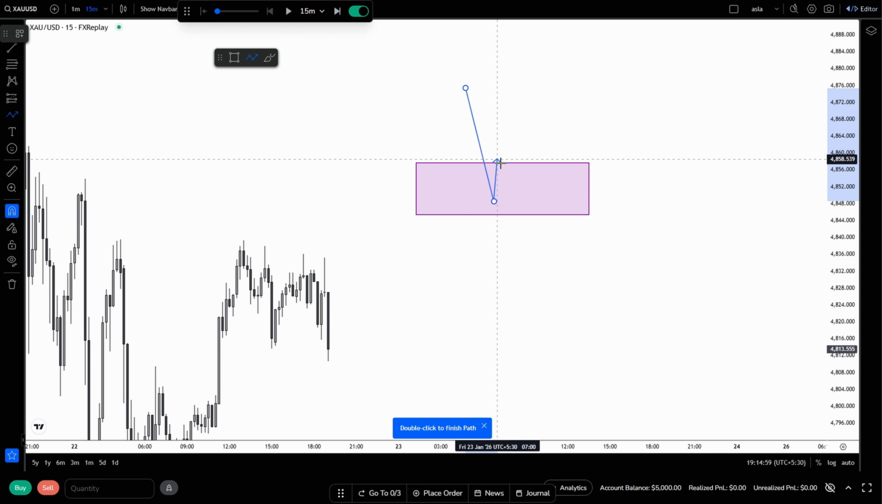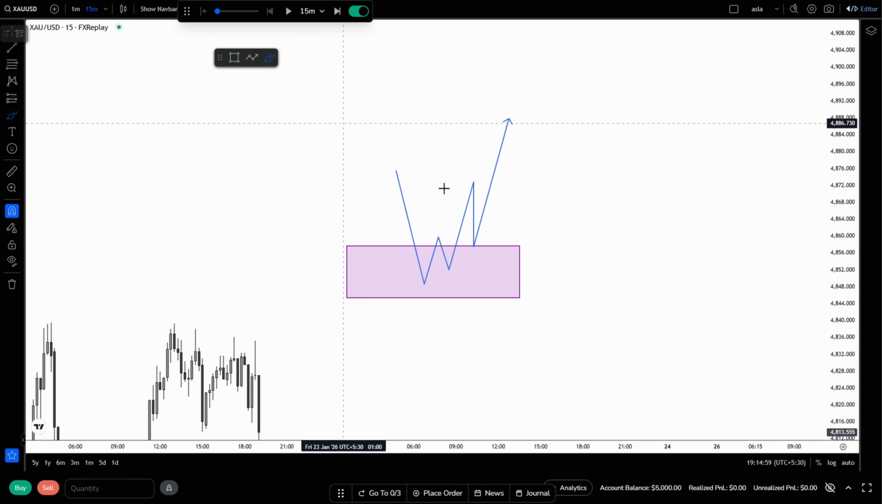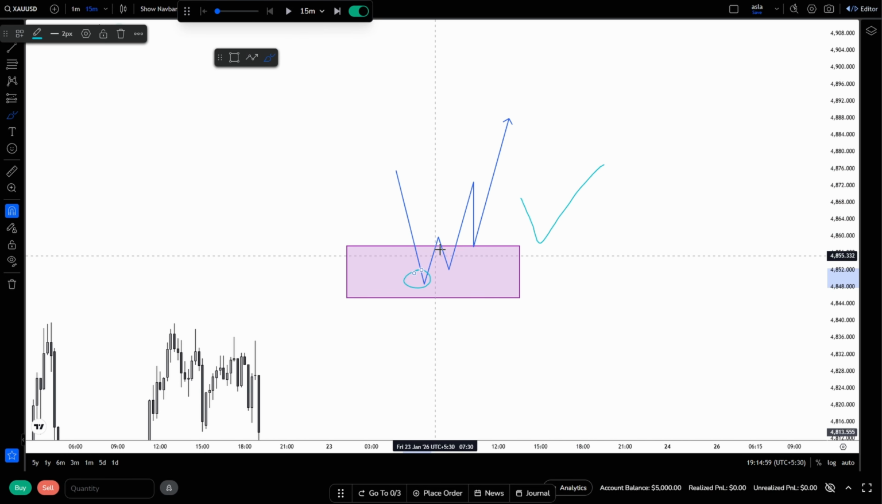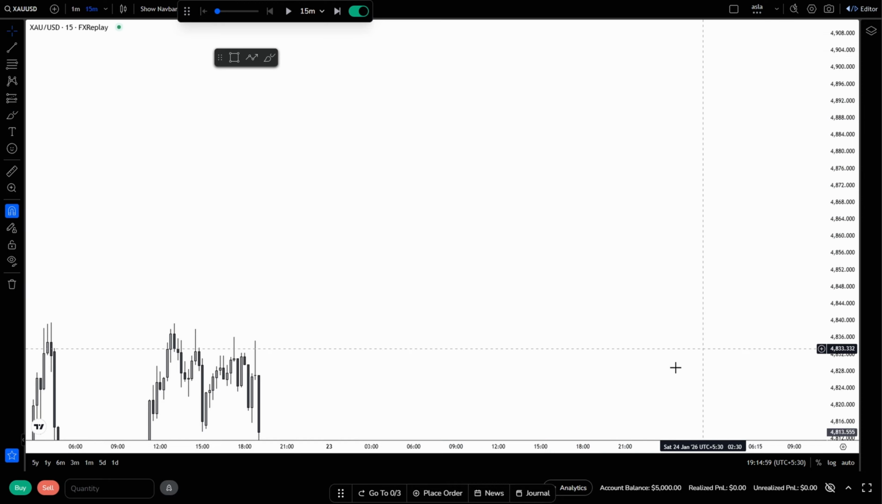The second way I look for a structure shift is after price fills a PD array. For example, price might fill a 15-minute fair value gap or a 1-hour fair value gap. After that happens, I'll zoom down to a lower time frame and look for a break in structure to confirm direction. Now let's look at an example so this makes sense.